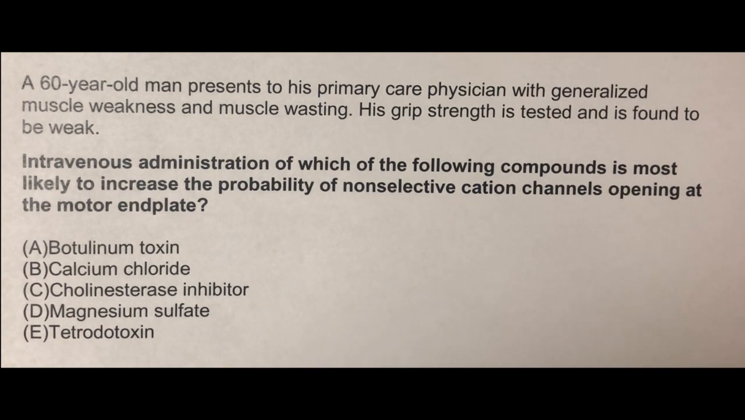A 60-year-old man presents to his primary care physician with generalized muscle weakness and muscle wasting. His grip strength is tested and is found to be weak. Intravenous administration of which of the following compounds is most likely to increase the probability of non-selective cation channels opening at the motor end plate?